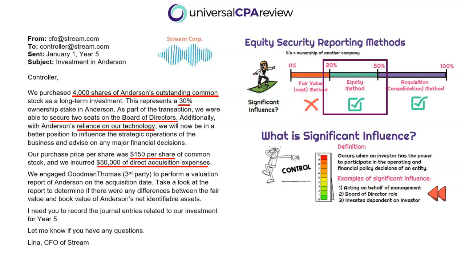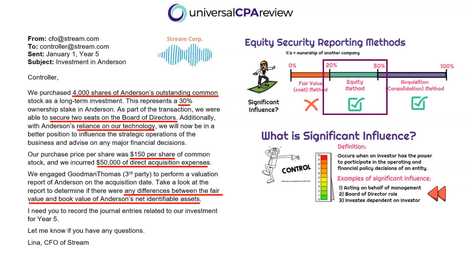The next paragraph says we engaged Goodman Thomas to perform a valuation report of Anderson on the acquisition date. So we should be looking for another exhibit that compares the fair value and the book value of the net identifiable assets. We need to see whether there were any differences, because we will need to account for those differences when we record our journal entries for the equity method. We should be thinking about that amortization premium.